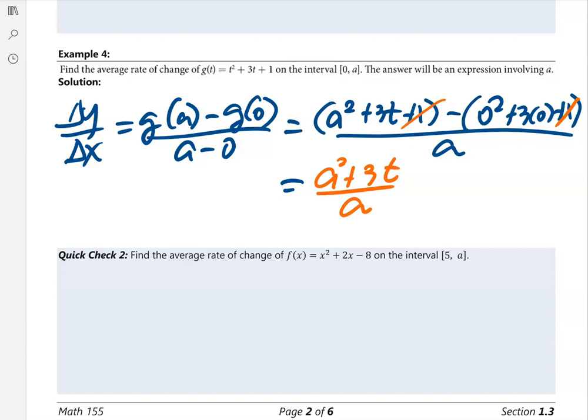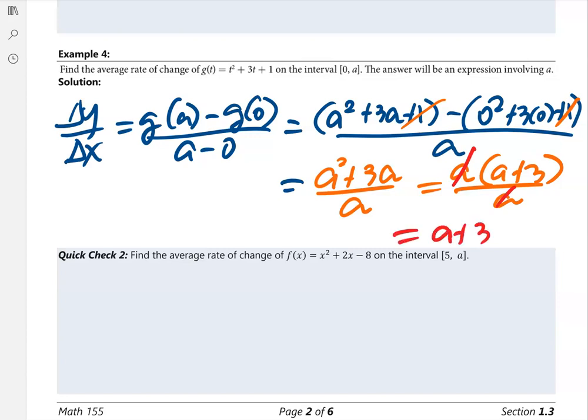Oops, sorry. Yes, this should be a squared plus 3a. There is a common factor. You can factor out a, so it is a times a plus 3 over a. So it is equal to a plus 3.